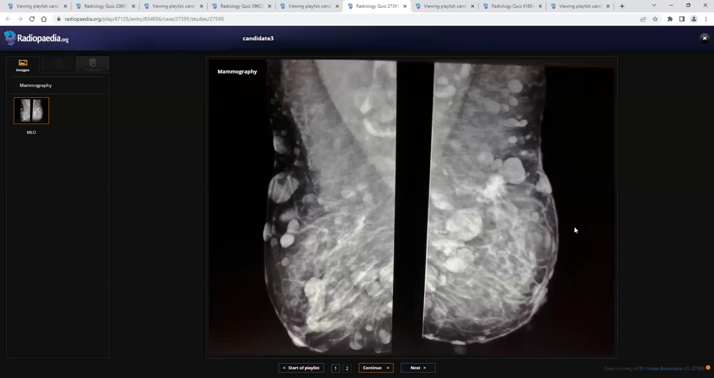Which is right, which is left among these? This one. I can see this lesion. Is this lesion in the left breast or right breast? Sorry, left breast. Okay.